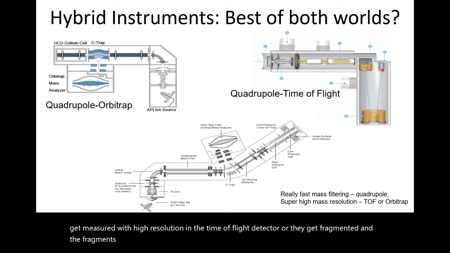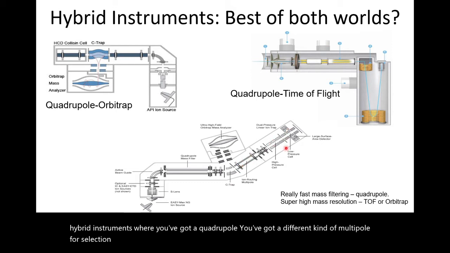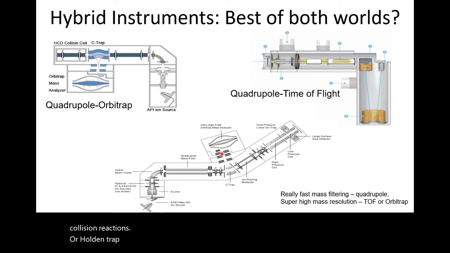You can also have more elaborate hybrid instruments where you've got a quadrupole, you've got a different kind of multipole for selection and collision, and you've got an ion trap back here that can do different kinds of collision reactions or hold and trap ions to be sent back to be measured in the Orbitrap analyzer.